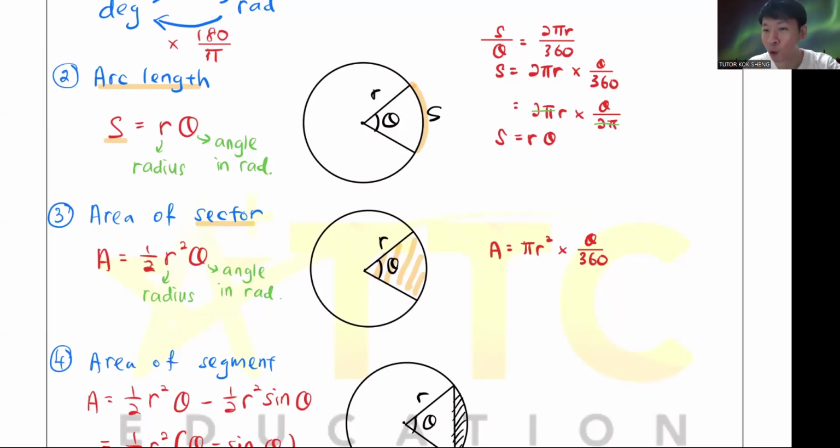Okay, this is the one you learn in Form 2 or 3. And now to prove the formula, same. The 360 changes to radian, which is 2 pi again. Okay, and then everything just cancels out. Pi and pi can cancel.